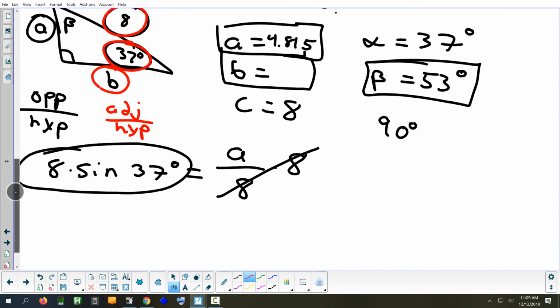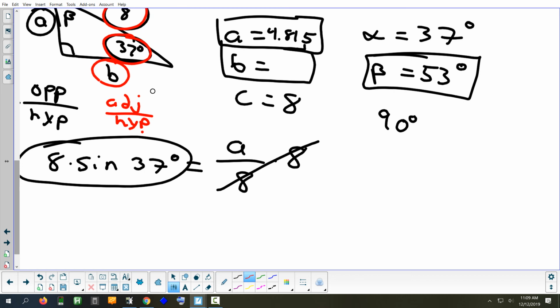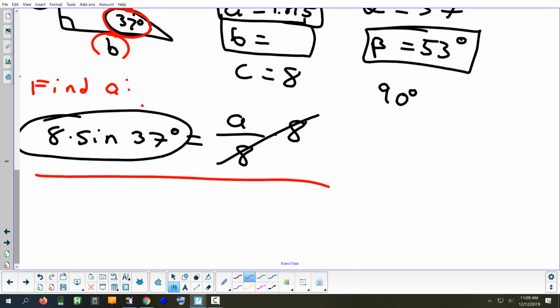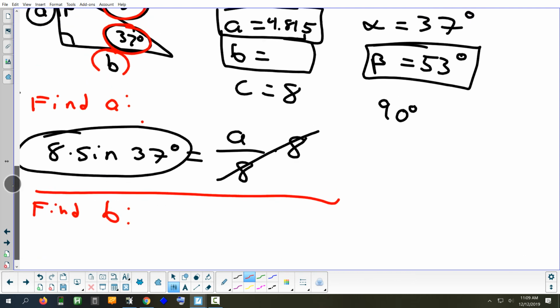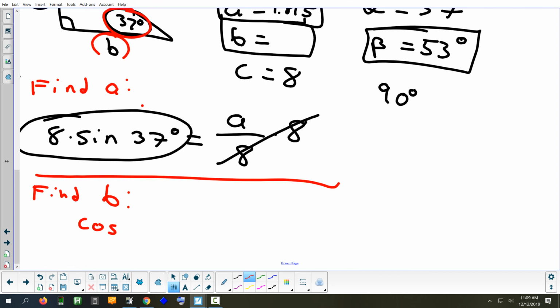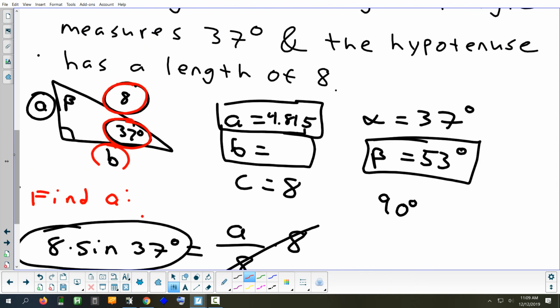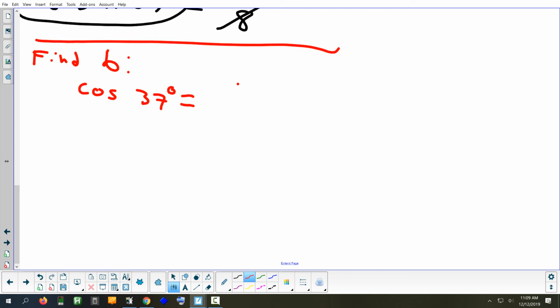Cosine. So this was to, I can just put directions here, this was to find A. Now we're going to find B. So cosine of, what's my angle? 37 equals what over what? B over 8. Pretty much the same step as last time. Multiply by 8, 8 times. And it's 8 cosine 37.